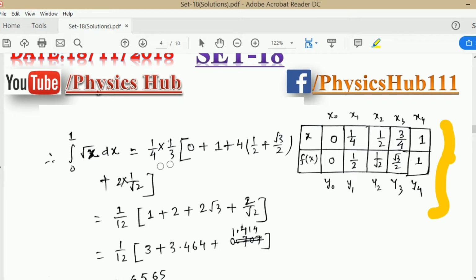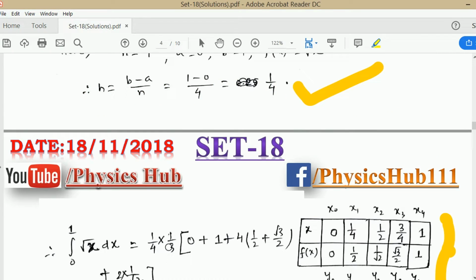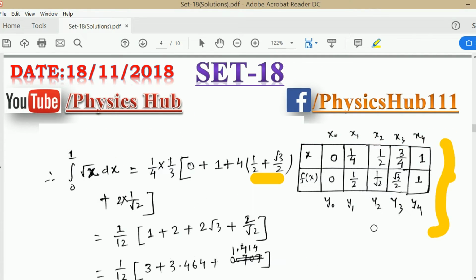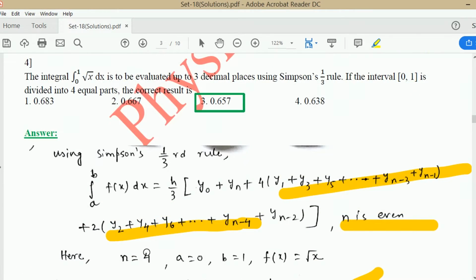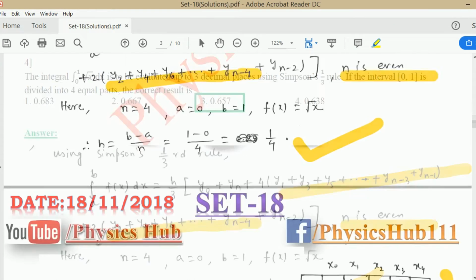What we have got is h equal to 1 by 4, and then h by 3 times [y0, which is 0, plus yn, which equals 1, plus 4 into these odd terms y1 and y3 plus 2 into this even term y2], and after simplification you will get 0.657, which is matching with option 3.